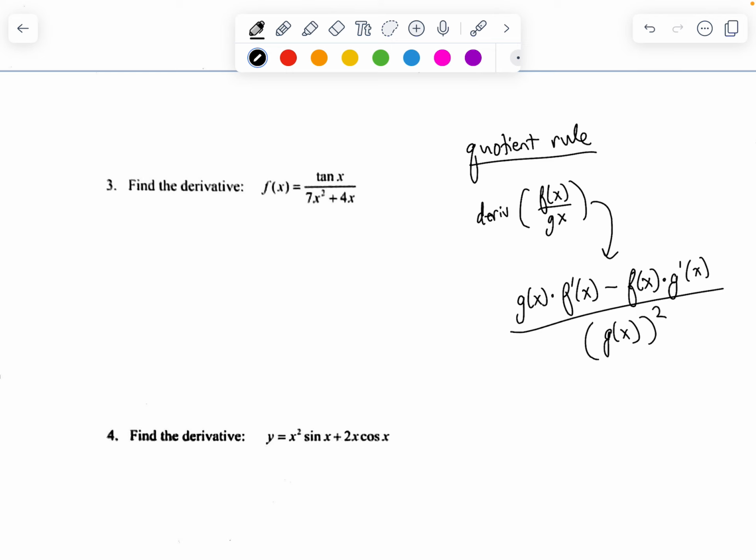And I want to apply that to this problem where f of x is on top and g of x is on the bottom, okay? So let's get that set up and let's see what we can do. So if I want to set up this problem, we have g of x, which is 7x squared plus 4x. So that's my g of x right over here.